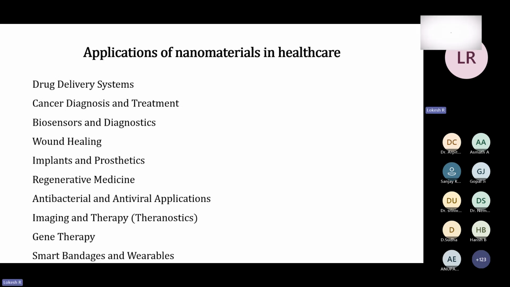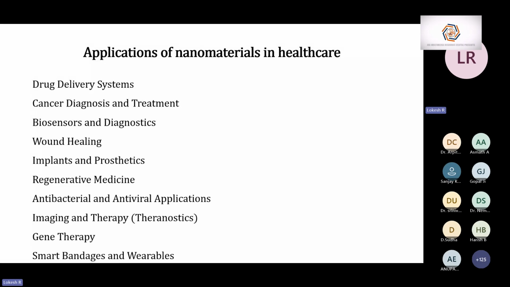The next application is implants and prosthetics. Implants means placing a plate or screws in the body, and prosthetics, for example, is an artificial limb. So nanomaterials can be used to enhance the properties of implants and prosthetics, such as making them more biocompatible, durable, and resistant to infection. Coatings made of nanomaterials are applied to implants such as joint replacements to reduce wear and tear, enhancing cell attachment. Next is regenerative medicine.